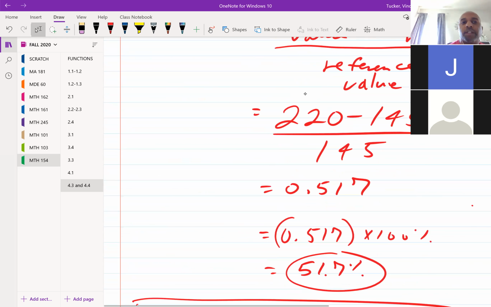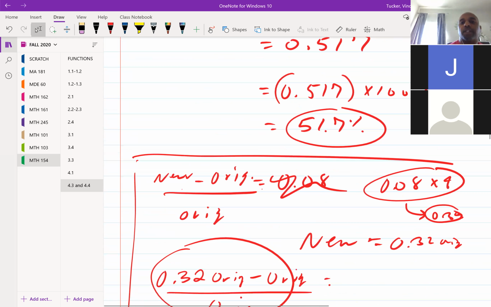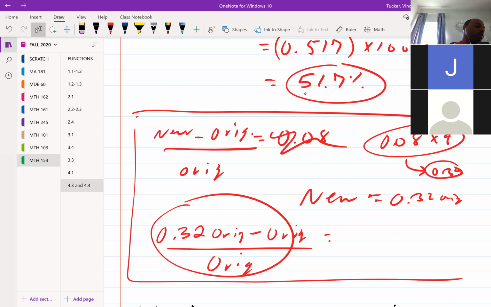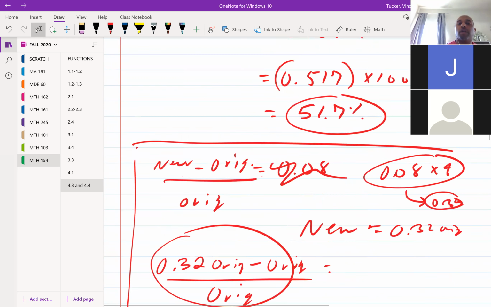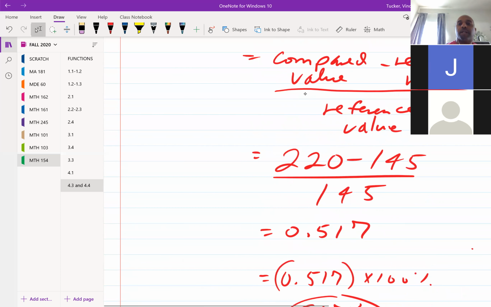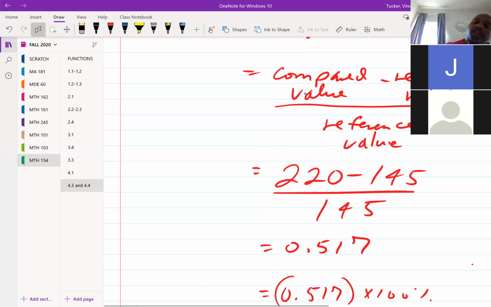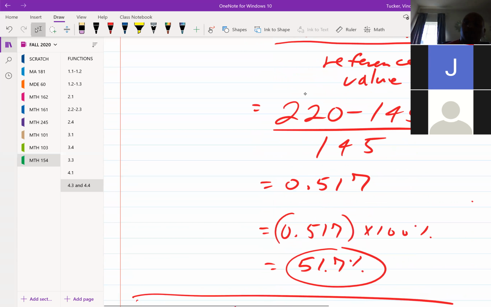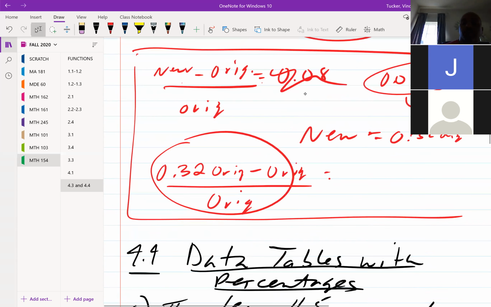A lot of these problems in here are either conceptual, where they're asking you a question versus calculation, or they're very similar to what we just did. So try these problems out of 4.3. Once again, if you have questions, make sure you ask them, and we'll go from there.